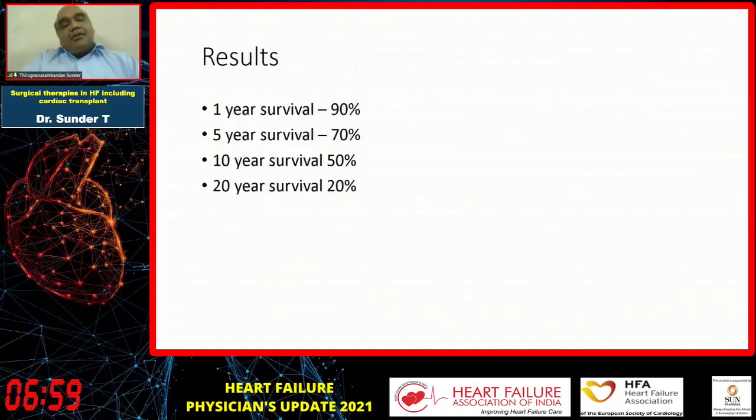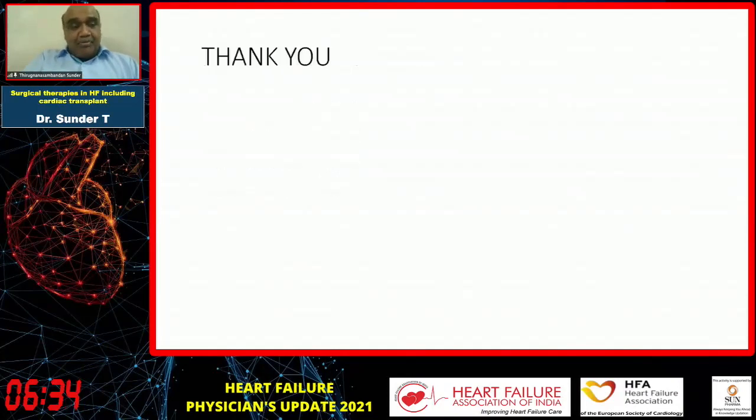So if we talk about the results of heart transplant, the 1-year survival currently is 90%, 5-year survival is 70%, 10-year is 50%, and 20-year is 20%. You need to understand that you're talking about patients who would not have seen the next birthday. In such patients, a 10-year survival of 50% is very, very impressive. And so far, to date, there is no other therapy as good as this. I thank you for your attention.